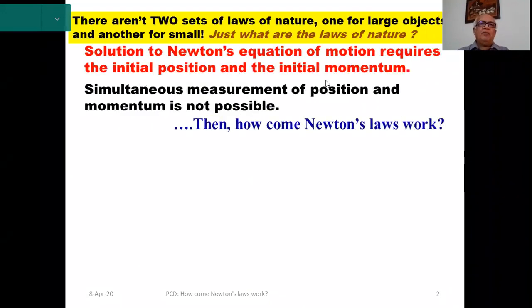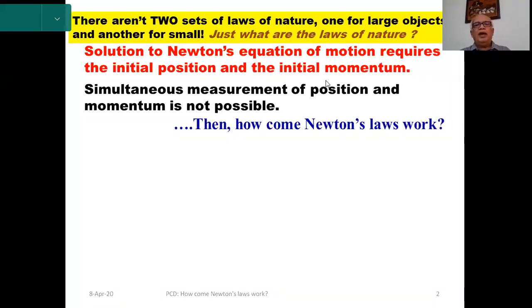And here we have a problem. If we consider Newton's laws to represent classical physics, and of course there are equivalent formulations due to Lagrange and Hamilton and so on, Newton's equations require a second order differential equation. So when you integrate the equation, you will have two constants of integration which you must plug in. And these two constants of integration would be the initial position and the initial momentum.